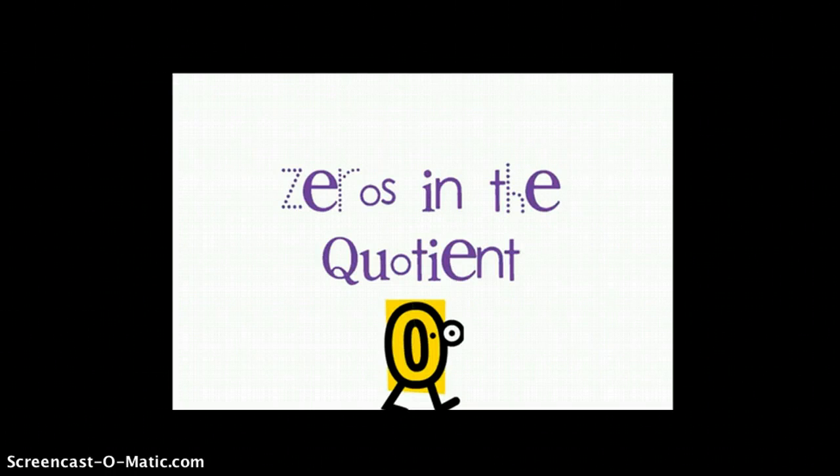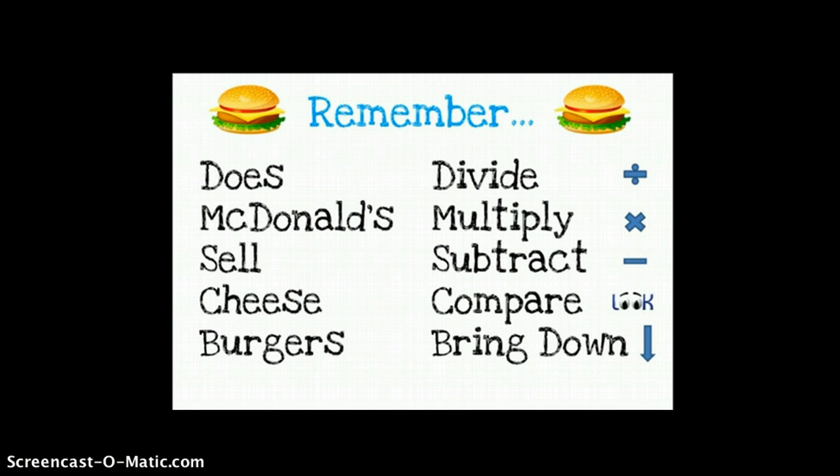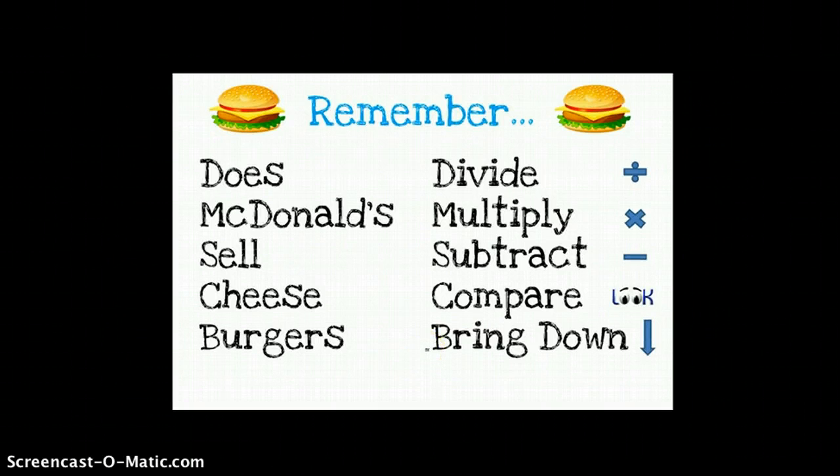This lesson is about zeros in the quotient. Now remember, when we do long division, we use the saying, does McDonald's sell cheeseburgers, which stands for divide, multiply, subtract, compare, and bring down. So let's get started and try one of these problems.